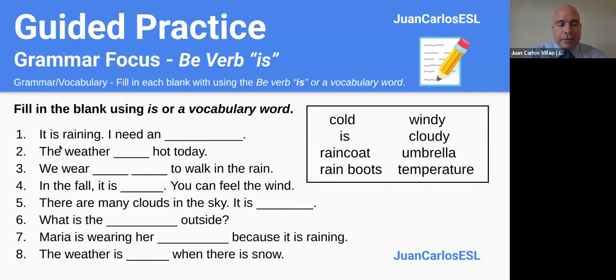Number 1, it is raining. I need an blank. Está lloviendo. So one thing I want to take into account is the article. The article, remember, a, an, or the. In this sentence, the article we're using is an. So an is used as the article to put in front of a noun that starts with a vowel.